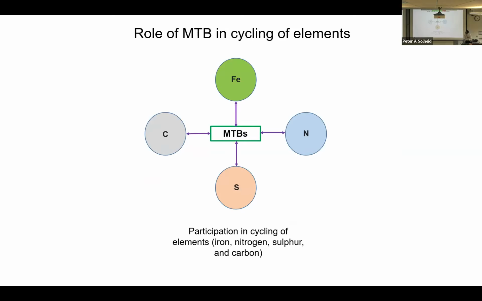And as we know, MTBs sequester elements, mostly iron, in their cells. Depending on the time scale over which they hold this iron in their cells and release it into the system, this will significantly affect the biogeochemical cycle of iron. Not only iron but also, importantly, carbon, nitrogen and sulfur, because most of the magnetite-producing MTBs are nitrate reducing.